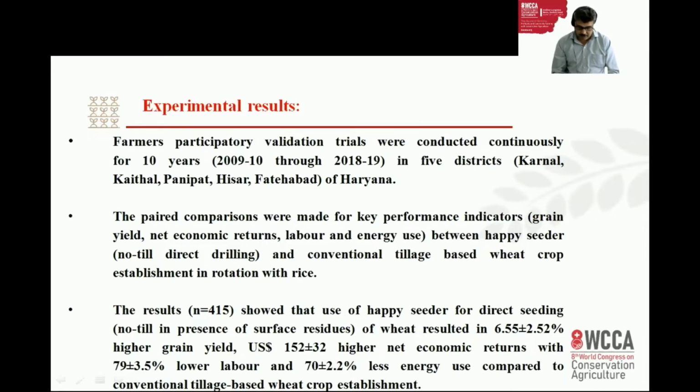The results showed that use of Happy Seeder for direct seeding of wheat resulted in 6.55 plus minus 2.52% higher grain yield, $152 plus minus $32 higher net economic returns, with 79 plus minus 3.5% lower labor and 70 plus minus 2.2% less energy used compared to conventional tillage-based wheat crop establishment.